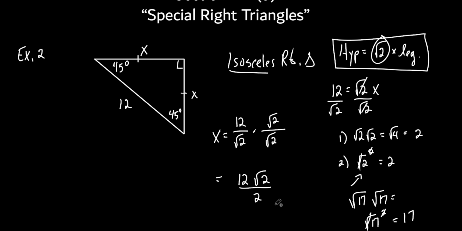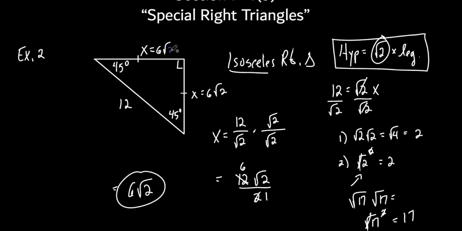Tiffany, you said it. What do you see? What happens here and here? Right, very good. So this 2 divides into 2 once. It divides into 12. How many times? 6 times. So what's my final answer? 6 square root of 2. Okay? So this is 6 square root of 2, and this is 6 square root of 2.